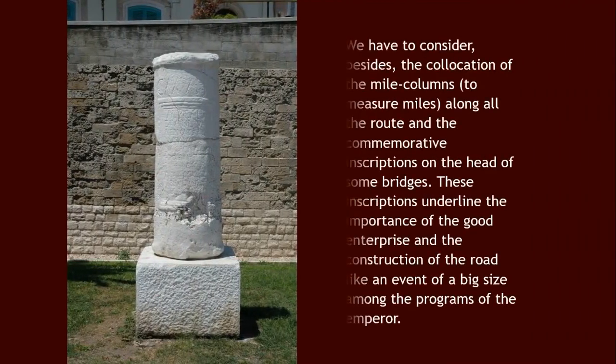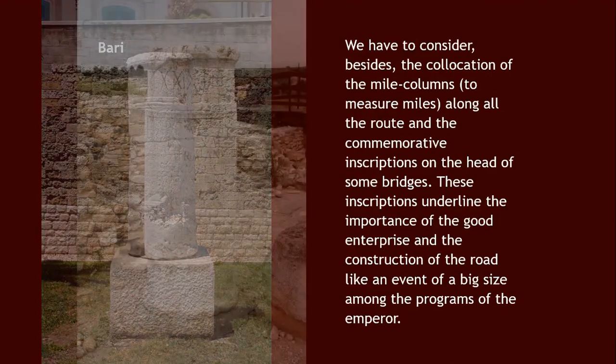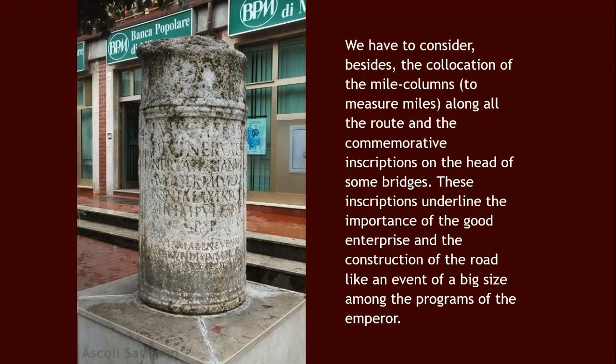We have to consider, besides, the collocation of the mile columns, to measure miles, along all the route and the commemorative inscriptions on the head of some bridges. These inscriptions underline the importance of the enterprise and the construction of the road like an event of a big size among the programs of the emperor.